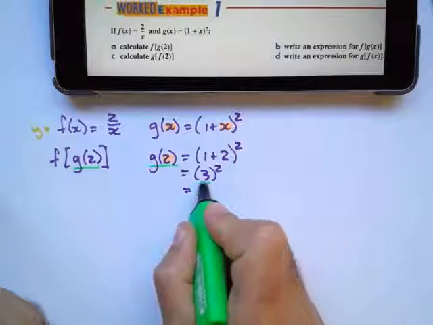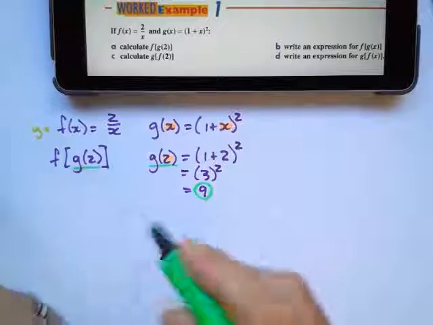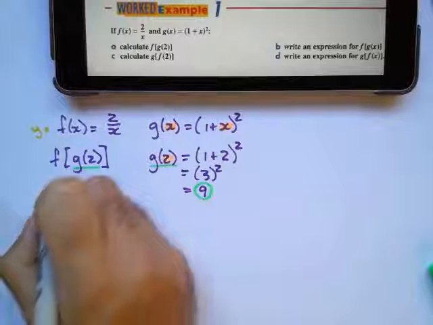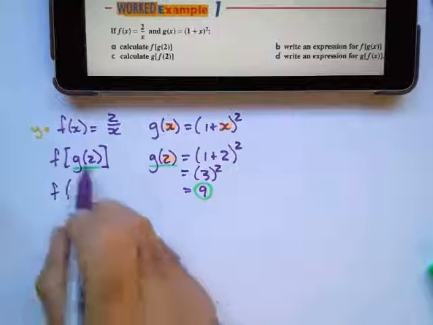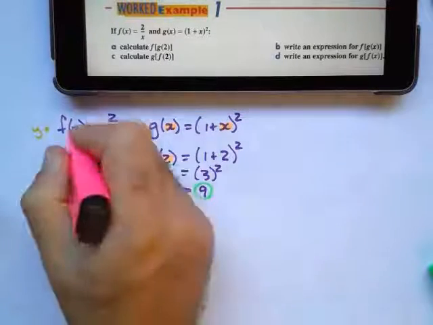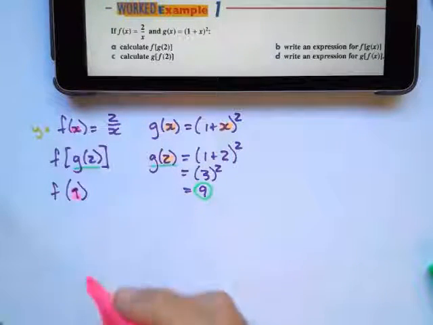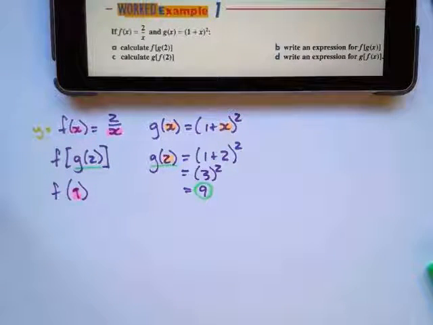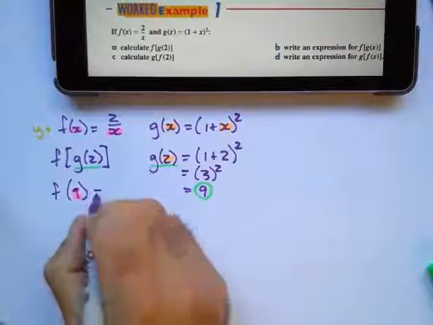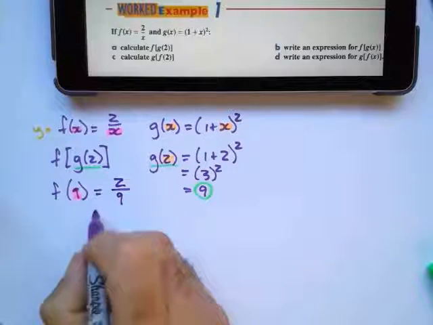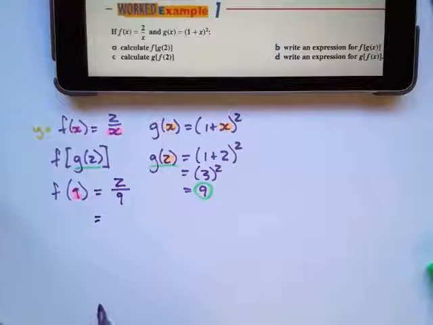Now, this g of 2, this value is 9. So I'm going to substitute 9 into f because that is what it's equal to. So that will give us, what is the function of g of 2? So f(9). I'm going to substitute 9 wherever there's an x in this f function, which gives us f(9) equals 2 over 9. That will give me an answer of 2 over 9.